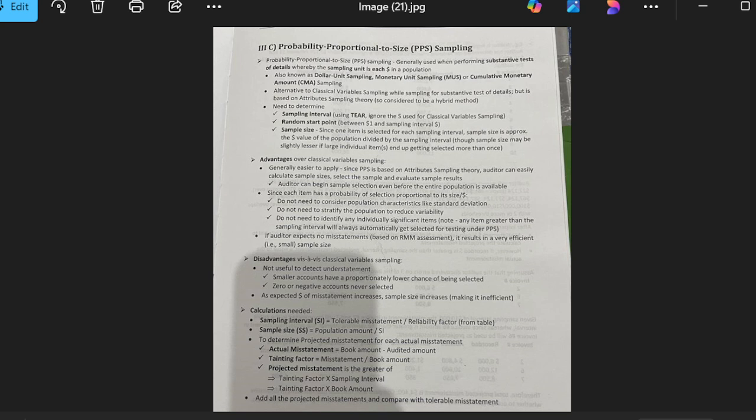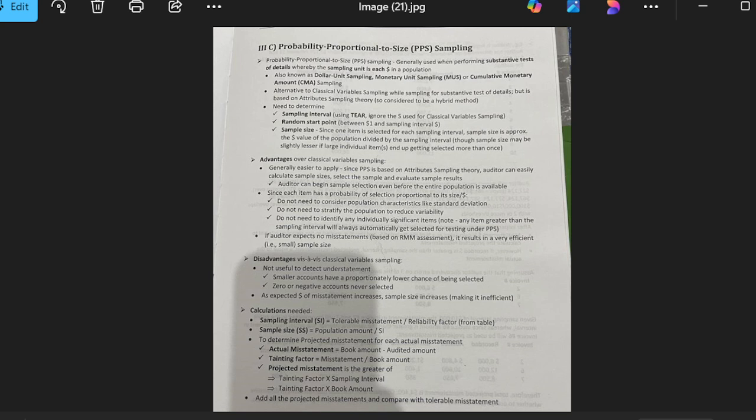Also, there are a few disadvantages of this over classical variable sampling, such as it is not useful to detect understatement, or smaller accounts have a proportionately lower chance of being selected, and zero or negative accounts are never selected. As expected, dollars of misstatement increase the sample size, making it inefficient.